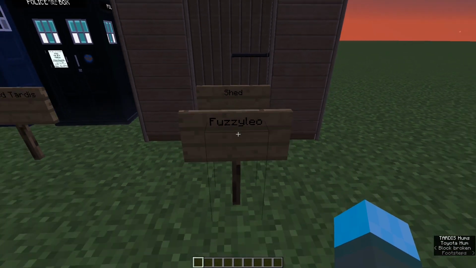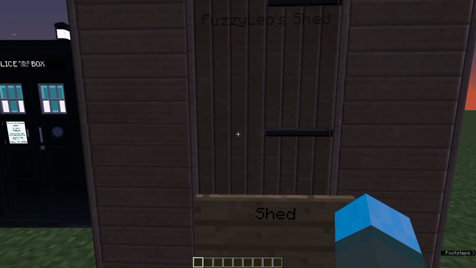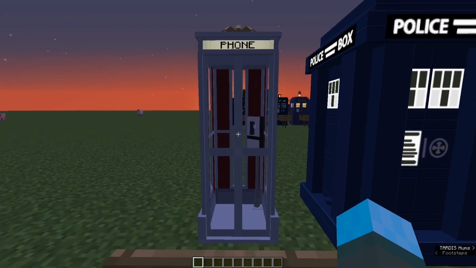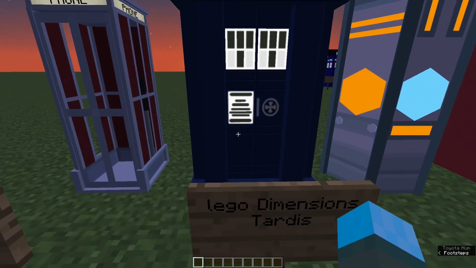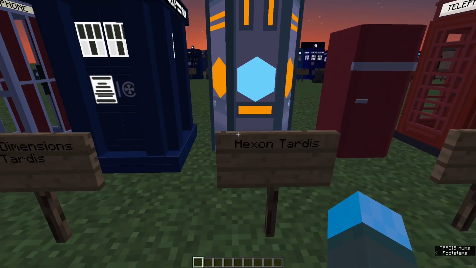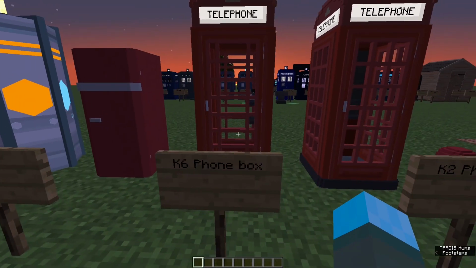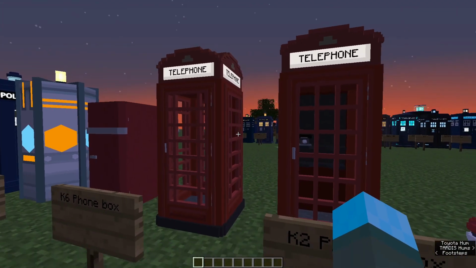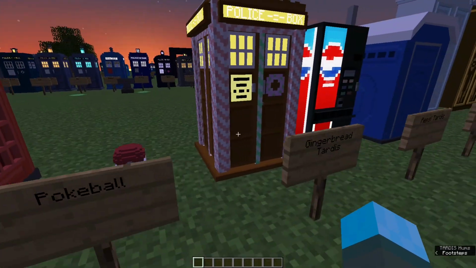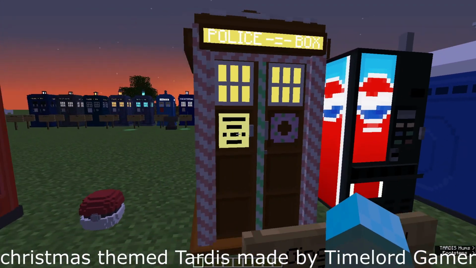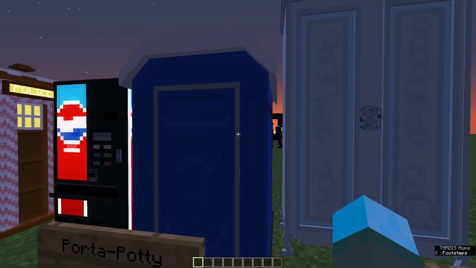Shed Fuzzy Leo. You can see it very clearly there that this is Fuzzy Leo's shed. Bill and Ted's TARDIS. It's Bill and Ted's phone booth from Bill and Ted. Lego Dimensions TARDIS. Hexon TARDIS. Fridge. K6 phone box. K2 phone box. Pokeball. Gingerbread House TARDIS. Pepsi TARDIS. Porta Potty.